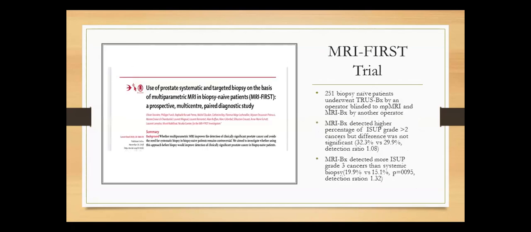We also had the MRI-FIRST trial, which had 251 biopsy naive patients who underwent TRUS biopsy by an operator blinded to the multiparametric MRI, and MRI biopsy by another operator. This study found that the MRI detected more ISUP grade 2 or higher cancers than the systematic biopsy, with detection rates of 19.9% versus 15.1% in the systematic.